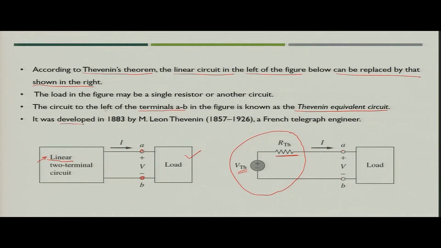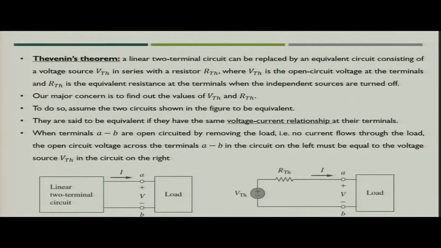This concept was developed by M. Leon Thevenin in 1883, who was a French telegraph engineer. So what does Thevenin's theorem say? A linear two terminal circuit can be replaced by an equivalent circuit consisting of a voltage source VTH in series with a resistor RTH, where VTH is the open circuit voltage at the terminals and RTH is the equivalent resistance at the terminals when the independent sources are turned off.